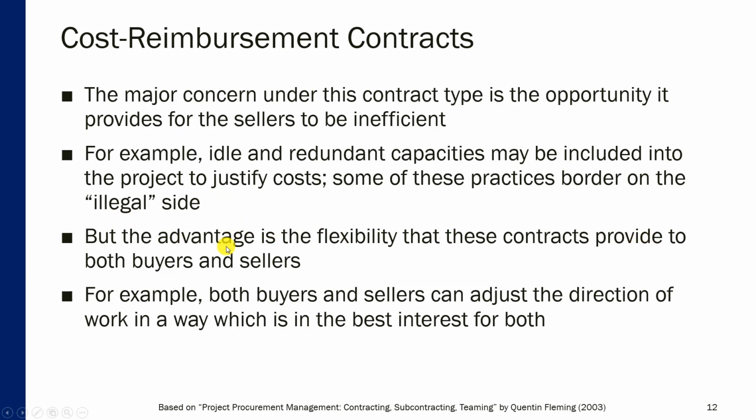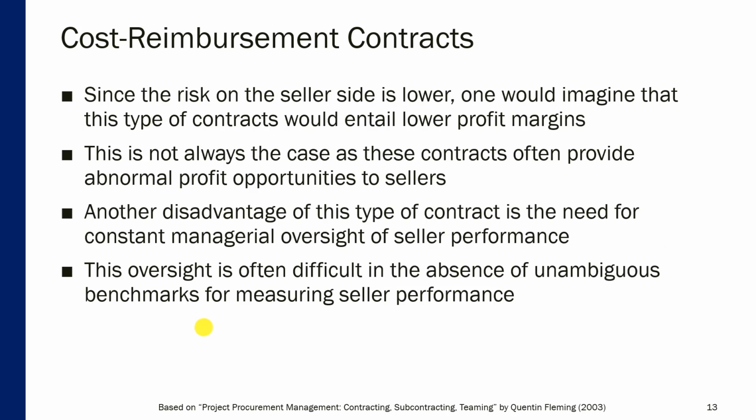But the advantage that this contract type has is the flexibility that these contracts provide to both buyers and sellers. For example, both buyers and sellers can adjust the direction of the work in a way which is in the best interest for both. Under a fixed price contract, these requirements and specifications are already fixed. With the cost reimbursement contract, the buyer or the seller can change the direction of the project, spend more or less if this seems to be in the best interest of both parties. So it provides for greater flexibility for both parties.